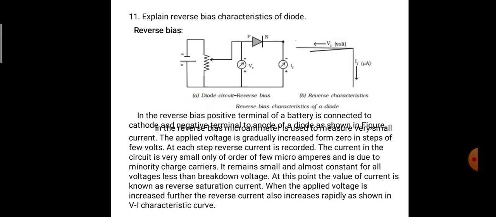Next question. Explain reverse bias characteristics of diode. The figure shows diode circuit and reverse characteristics. In the reverse bias, the positive terminal of a battery is connected to the cathode and the negative terminal to the anode of a diode as shown in figure.